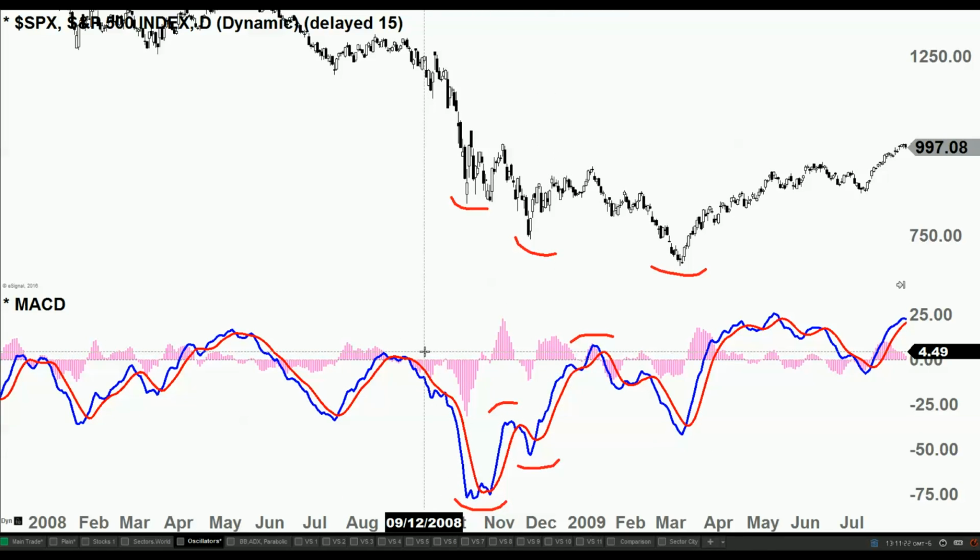What does that mean? Why are we seeing divergence? Why are we seeing two different movements when the price action is cultivating lower lows while the MACD is cultivating higher lows? This is what we call a bullish divergence, right? When a bullish divergence forms, a lot of people do not understand it.